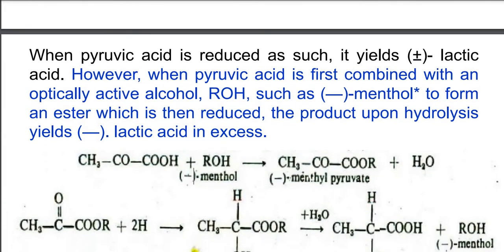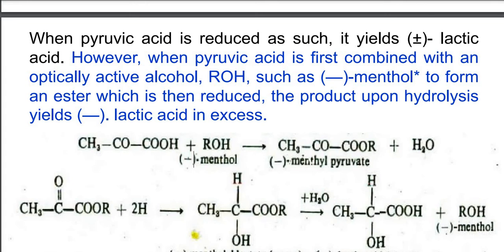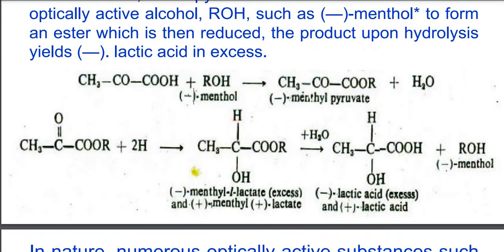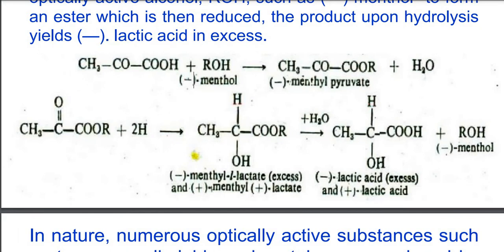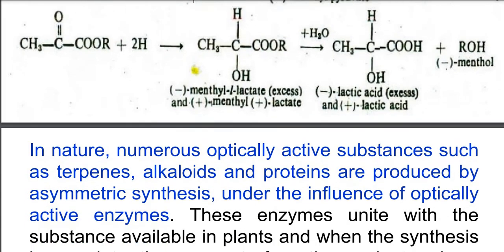When pyruvic acid is reduced as such, it yields lactic acid. However, when pyruvic acid is first combined with an optically active alcohol, such as menthol, to form an ester, which is then reduced, the product upon hydrolysis yields minus lactic acid in excess. So see the scheme: menthol, it gave menthyl pyruvate, and then further reaction, you will get the minus lactic acid in excess and plus lactic acid, and menthol is removed.